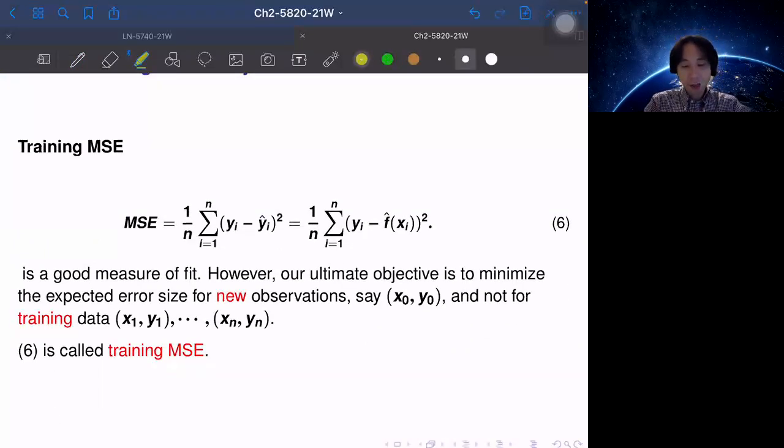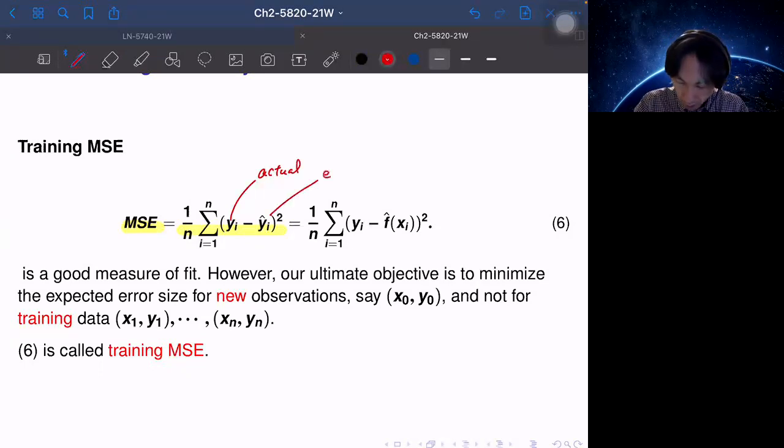At first, what's the measure to assess the error size? We have studied the MSE, right? If we have n observations, then we can calculate this MSE as 1 over n times the summation of the squared difference between the observation and our estimate. This is the actual observation, and this is the estimated, fitted value. If we use f, then we can write this as this.